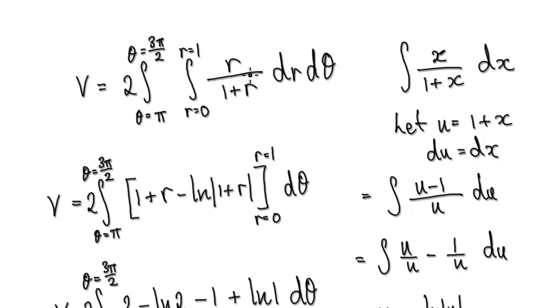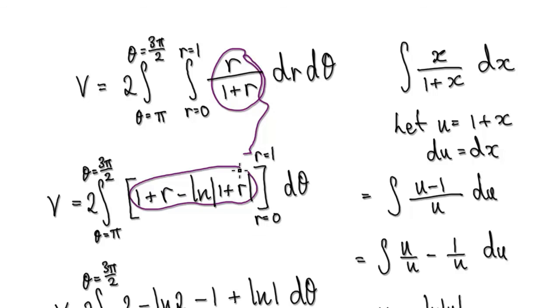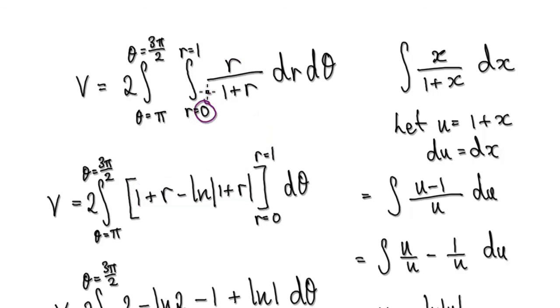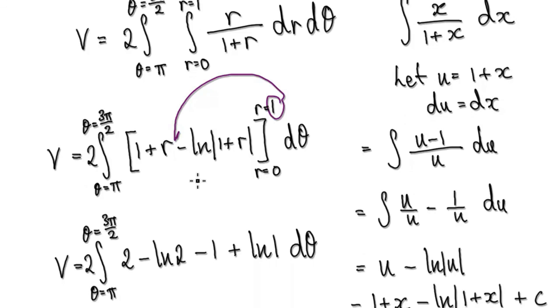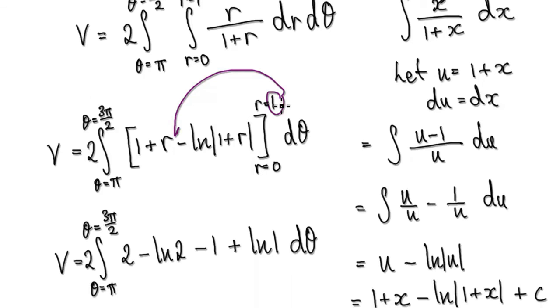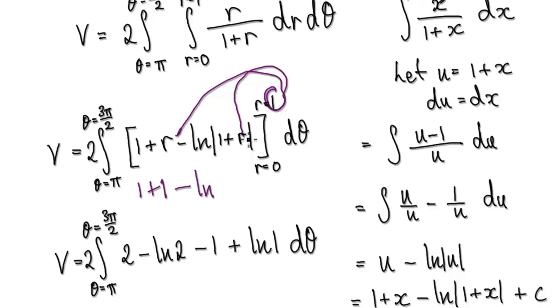So when you integrate this whole thing here, it will give you this thing here. Now remember, we're integrating from r equals 0 to 1. So we would put 1 into here. This thing here would be 1, plus, when you put 1 into here, that would be 1, and then you take away, put 1 into here, so that would be natural log of 1 plus 1, which is 2.